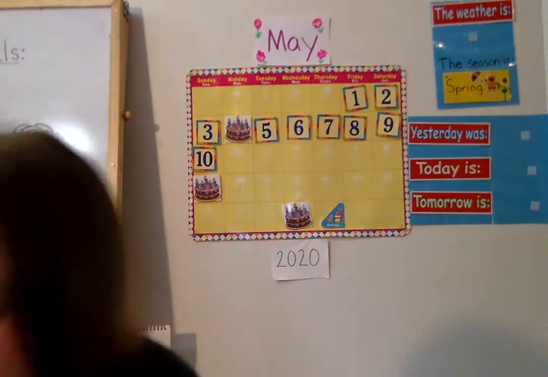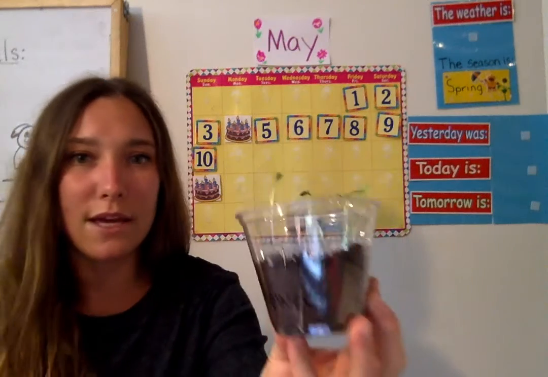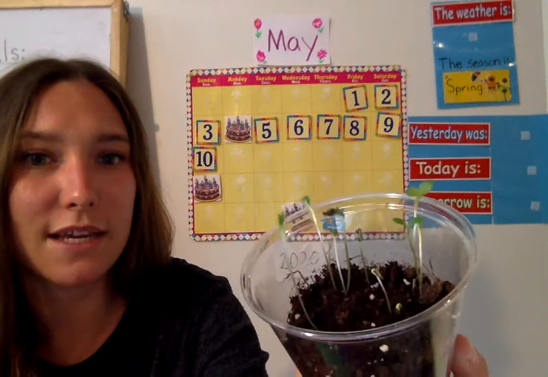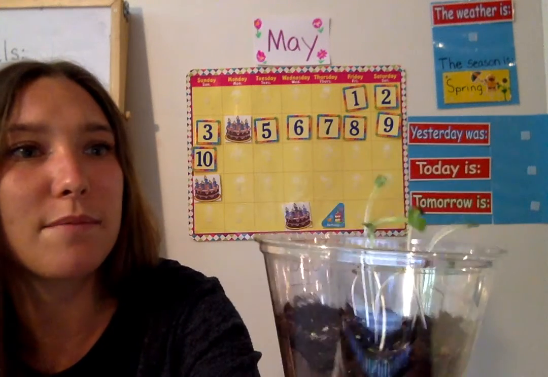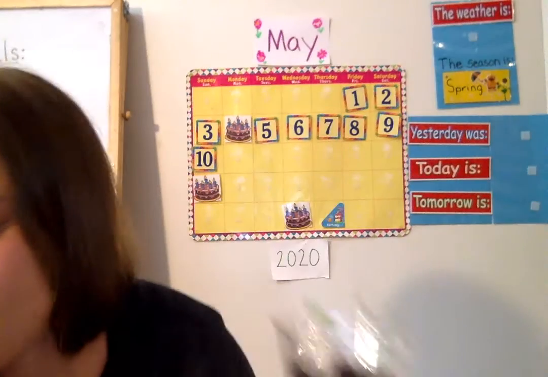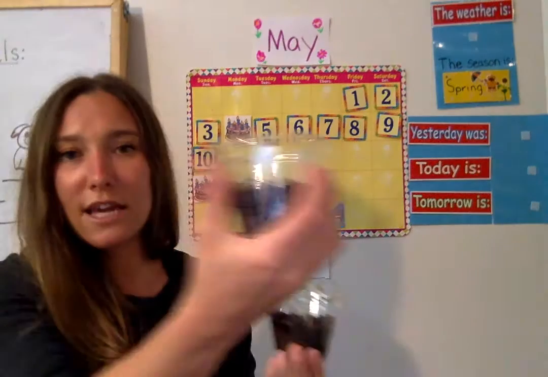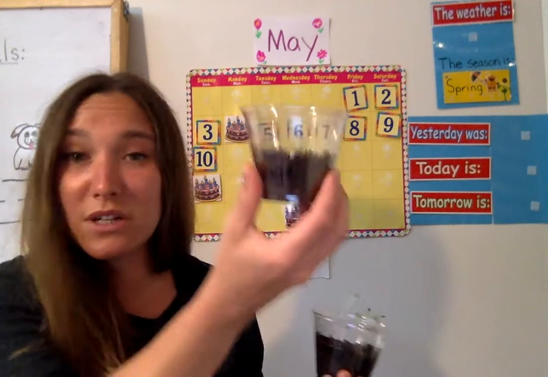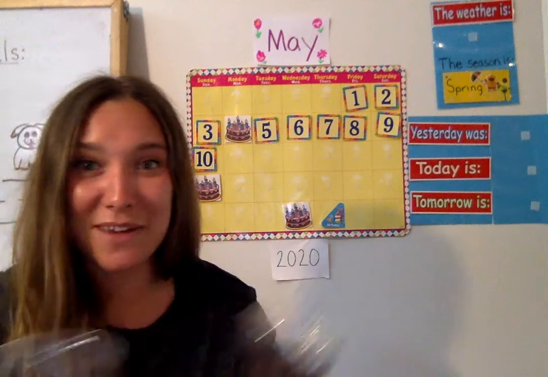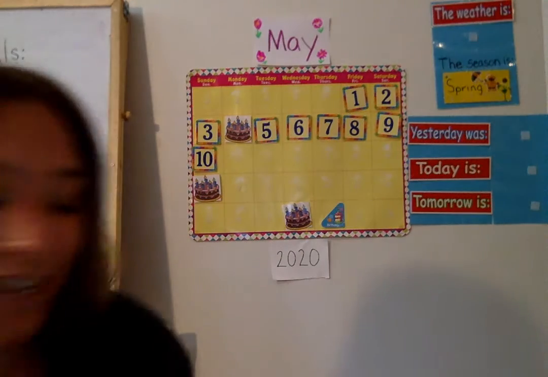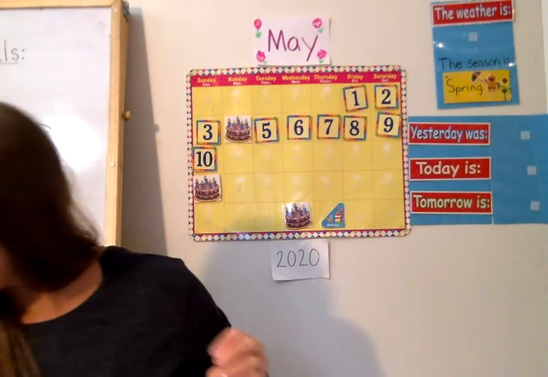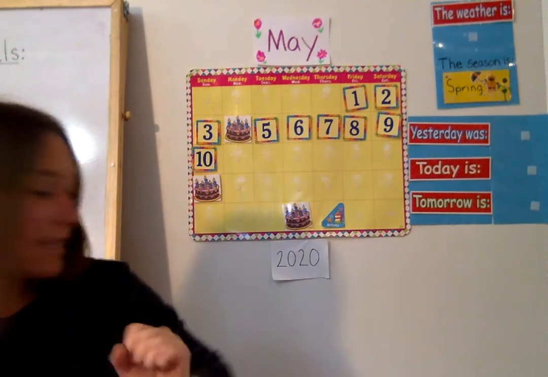This is our flower plant, so they're also growing pretty nicely. We have our stems, and then the sage hasn't grown yet, or it's not going to grow. I don't know yet. All right, so let's go into calendar. I'll get my pointer.